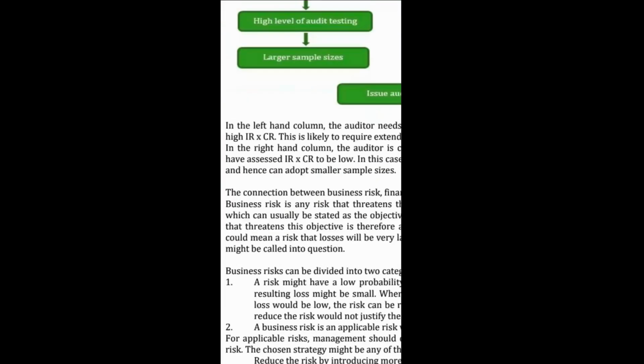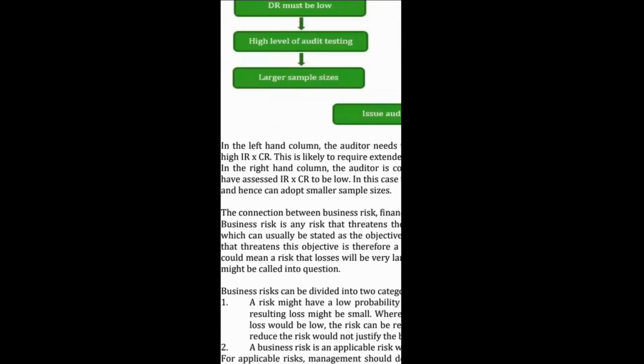Before I proceed, let me also make some other contributions. Now, the audit risk. There are some other risks that are also important for the auditor to understand. And what are those risks? The first one is the business risk. The second one is the financial statement risk. And the third one is the audit risk.